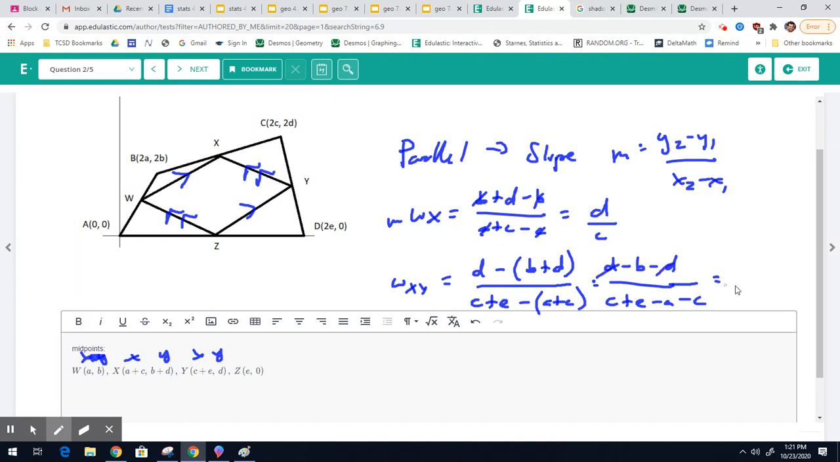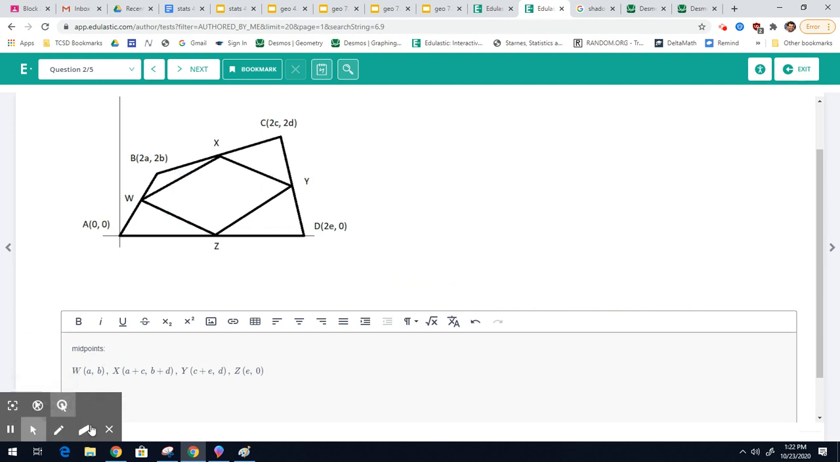So the D's cancel, that's negative B. And in the bottom, the C's cancel, and that's E minus A. Okay. So let's go ahead and write those two things down. And then I'll give myself some space. Okay. So I did that there.